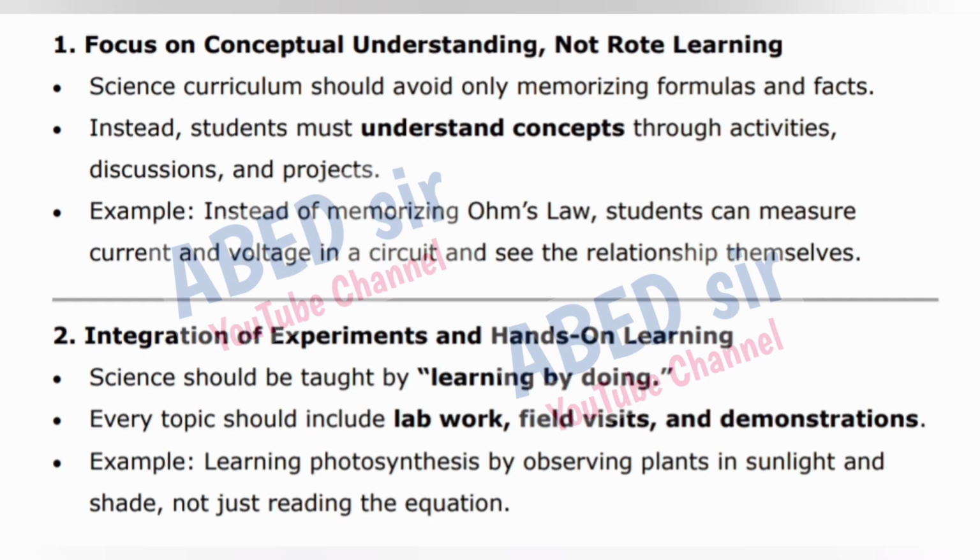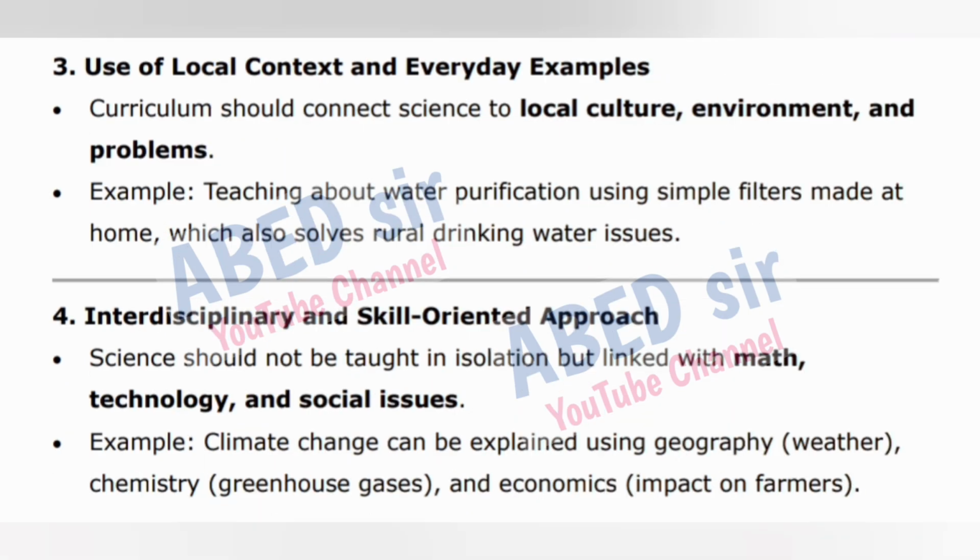2. Integration of experiments and hands-on learning. Science should be taught by learning by doing. Every topic should include lab work, field visits, and demonstrations. Example: learning photosynthesis by observing plants in sunlight and shade, not just reading the equation. 3.